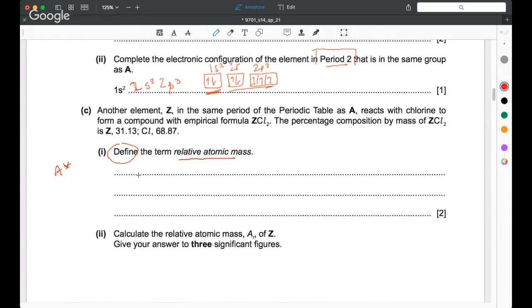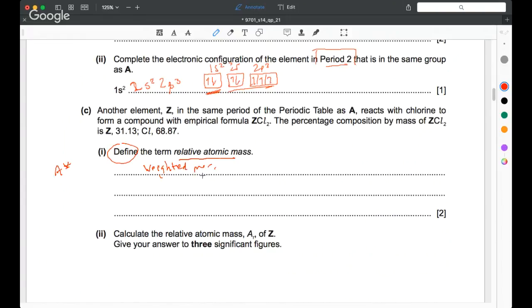What the examiner was looking for was that the relative atomic mass is the weighted mean of the mass of an atom of an element relative to 1/12 of the mass of an atom of carbon-12. I'm not going to write that out, you can look that up in your textbooks, but what the examiner was looking for in these marks was first of all something to do with a weighted average or a weighted mean.